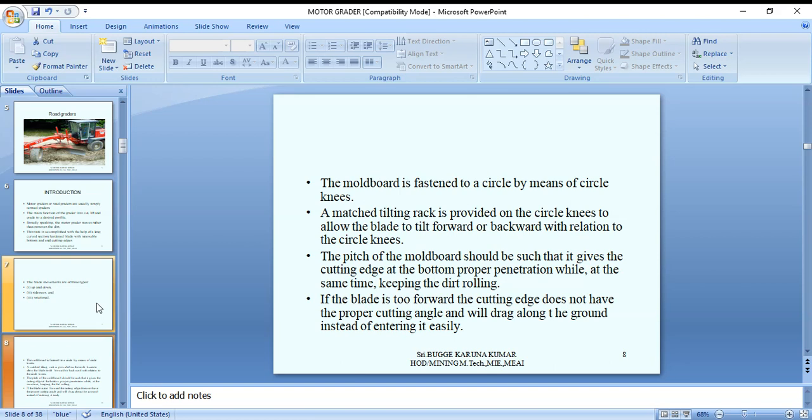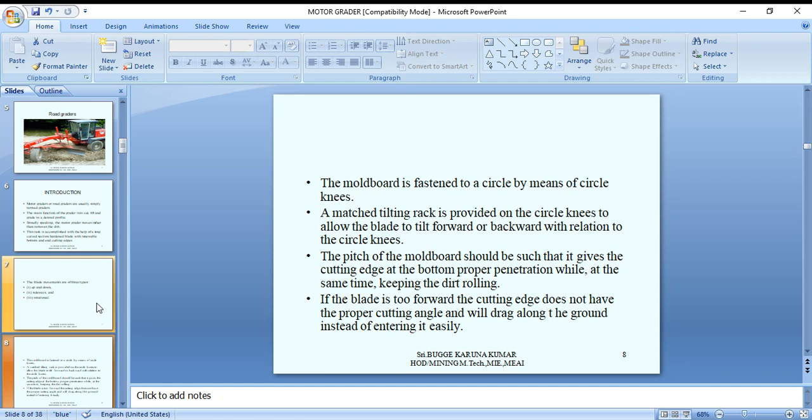The mold board is fastened to the circle by means of circle knees. A matched tilt rack is provided on the circle knees to allow the blade to tilt forward or backward in relation to the circle knees. The pitch of the mold board should be such that it gives the cutting edge at the bottom proper penetration while at the same time keeping the dirt rolling.